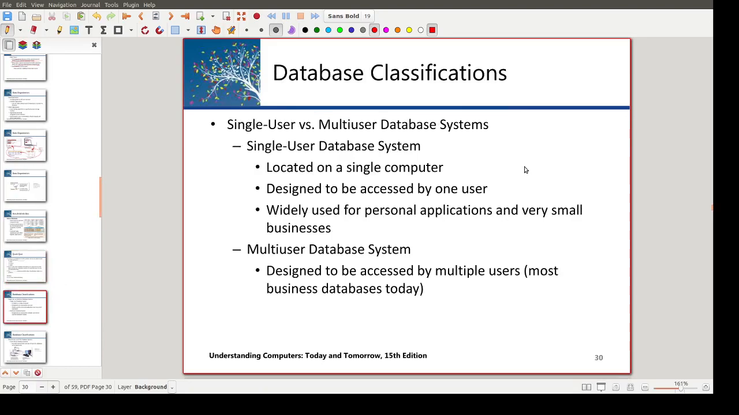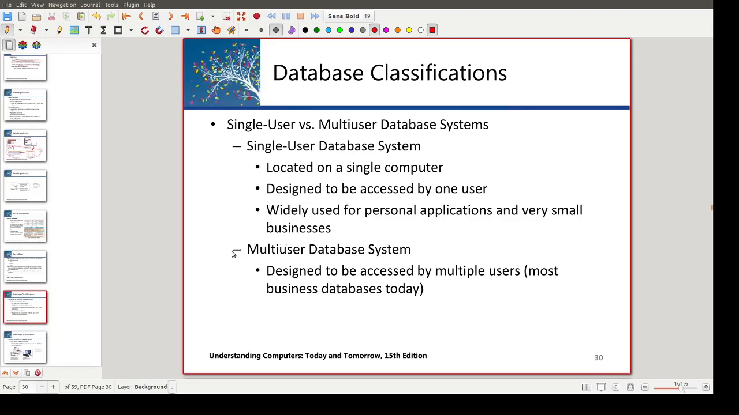So what are the classifications for databases? We have many classifications. We will see classification depending on the user. Do we have a single user or a multi-user database system? The database system might have a single user, located on a single computer, designed to be accessed by one user, widely used for personal applications and very small businesses. The database administrator is doing everything. There's no need for other users.